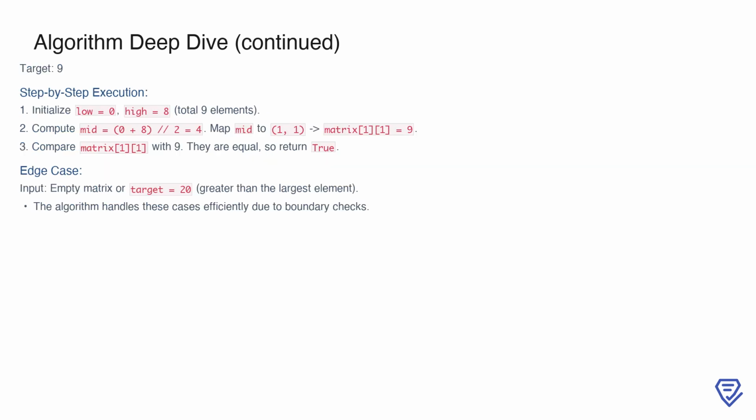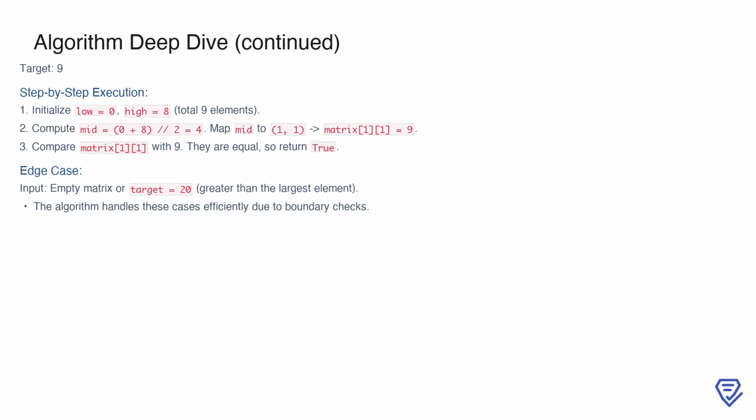Now, let's walk through the execution step by step with a target value of 9. First, we initialize our pointers, low equals 0 and high equals 8, since there are 9 elements in total. Next, we calculate mid as (0 + 8) // 2 equals 4. Using the mapping formula, we translate this to position (1, 1) in the matrix. The value at matrix[1][1] is 9. Since this matches our target, the algorithm returns true, successfully finding the target in the matrix.